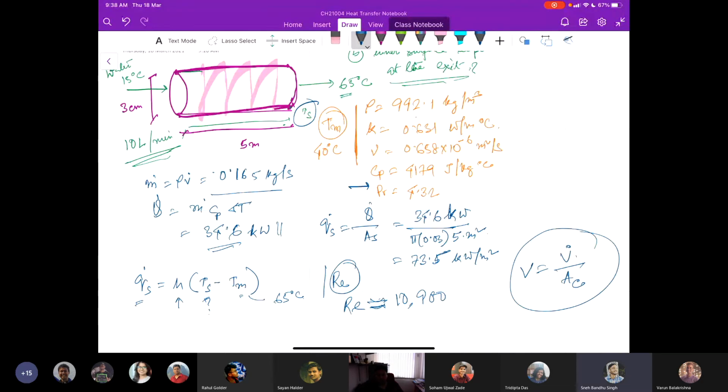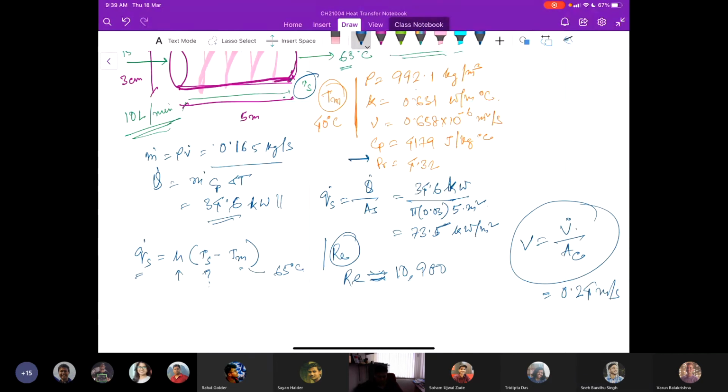The flow rate is 10 liters per minute, which you convert to meter cube per minute or meter cube per second. And you have a cross-sectional area, which is pi d square by 4, where d is 0.03. By that, you calculate your V. That would come around what he mentioned, in the order of 0.24 meter per second. Using that value, we get 10,900, so almost in the similar magnitude, but that would be used later.